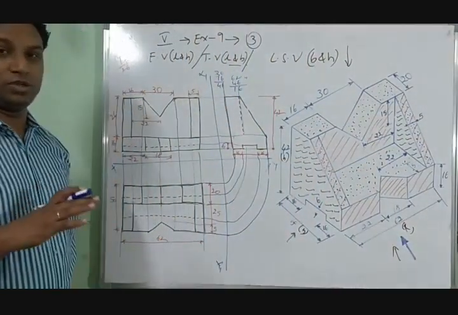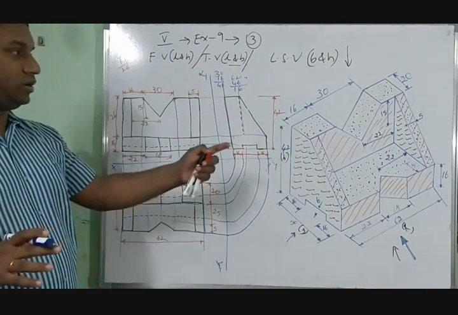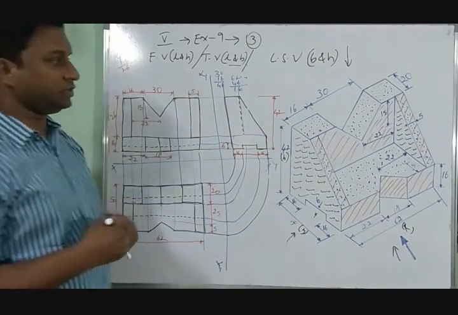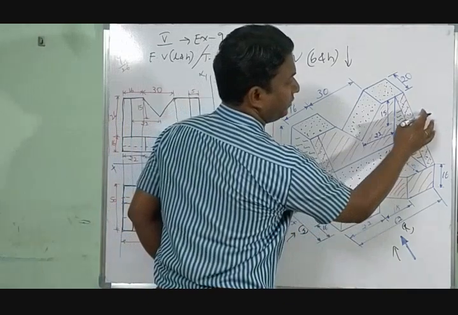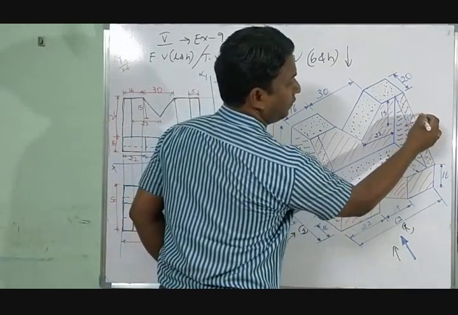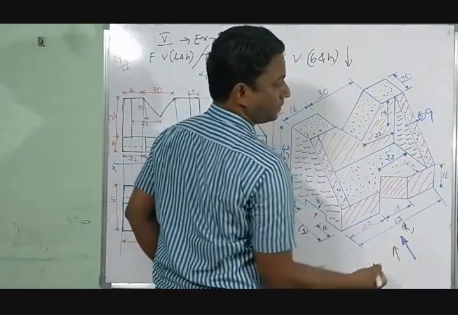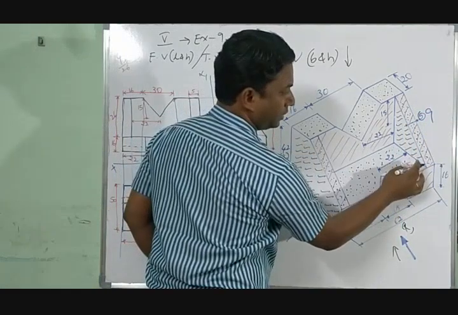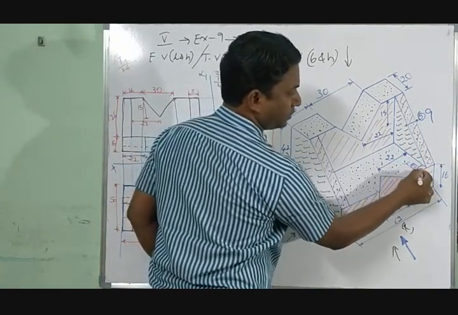Hello students, apology from my side. I have actually drawn wrong dimensions. I missed here. The web is not 5, it's 9, and here the depth is not 5, it's 6.